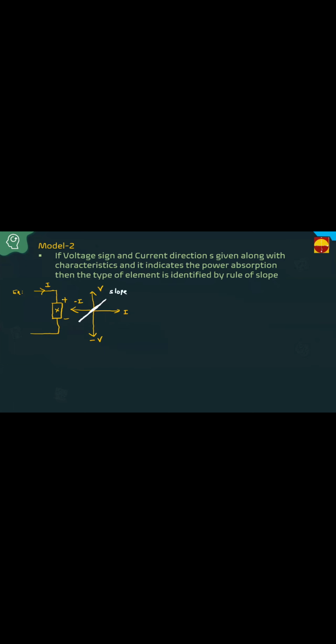First, the current is entering at positive. This element indicates the power absorption, because current is entering at positive. If it is power absorption, the element is identified by the rule of slope. To find the slope on this side also, that is minus V by minus I, that is positive. R greater than 0. The slope is positive, so which element is it? Passive element.